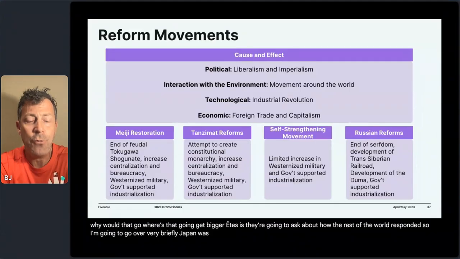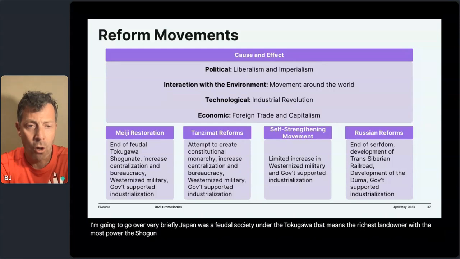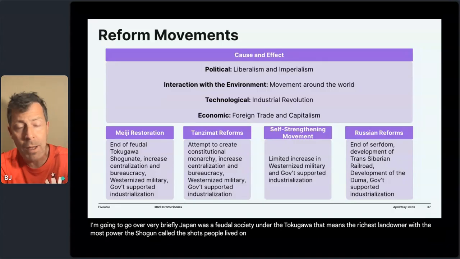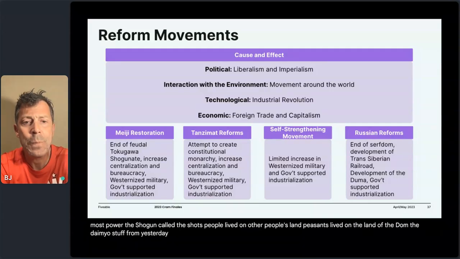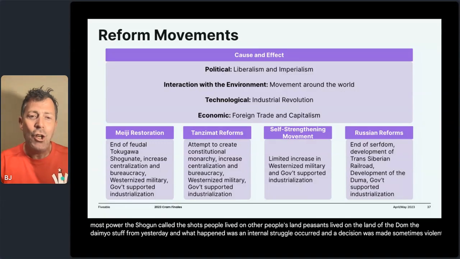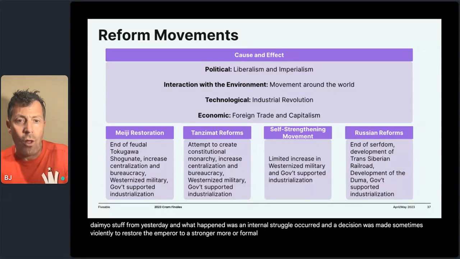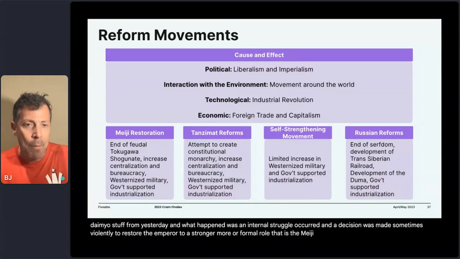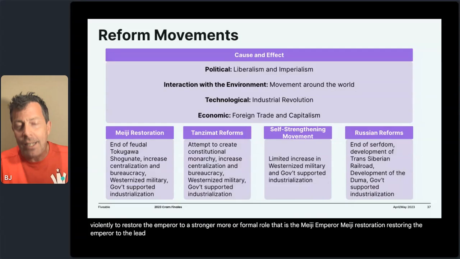Japan was a feudal society under the Tokugawa. That means the richest landowner with the most power, the shogun, called the shots. People lived on other people's land. Peasants lived on the land of the daimyo. And what happened was an internal struggle occurred and a decision was made, sometimes violently, to restore the emperor to a stronger, more formal role. That is the Meiji Restoration, restoring the emperor to the lead of Japan.